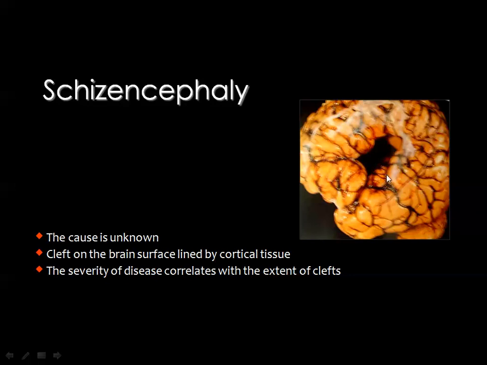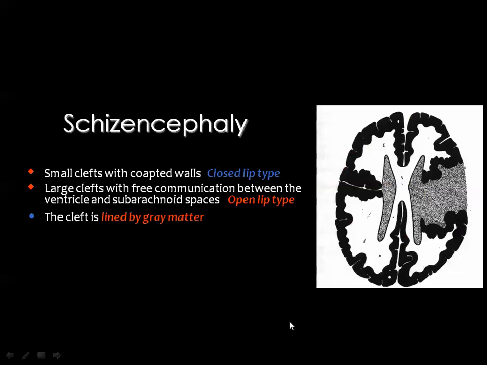Then schizencephaly means that there is a defect in the cerebral cortex, and this defect is filled by CSF and lined by cortex. This defect may communicate with the ventricle and may not communicate with the ventricle. You should remember that schizencephaly is a defect on the surface of the brain lined by cortex. The defect is filled with CSF, and the margins are lined by gray matter. If the defect is communicating with the ventricle, this is known as open lip type. If the defect is not communicating with the ventricle, this is known as the closed lip type.